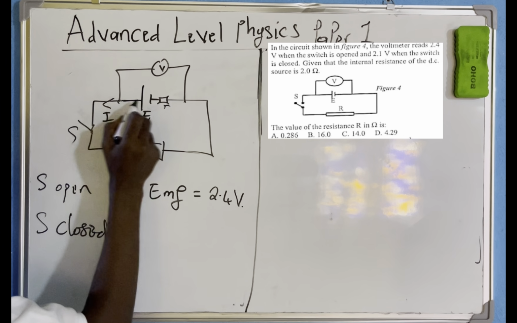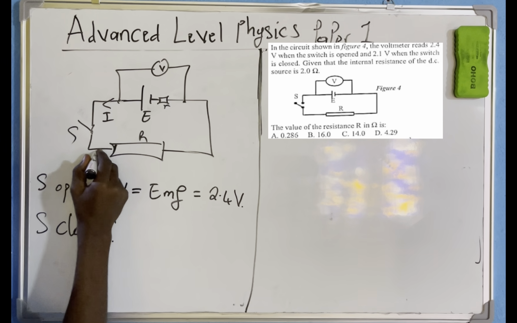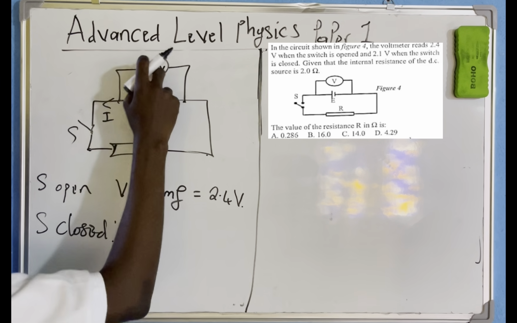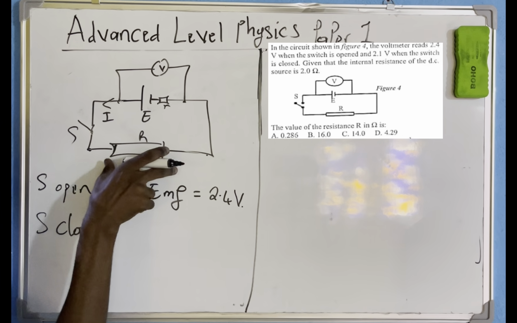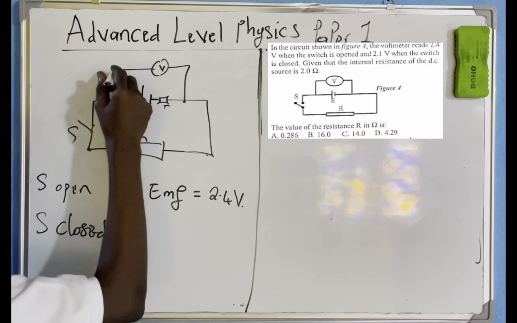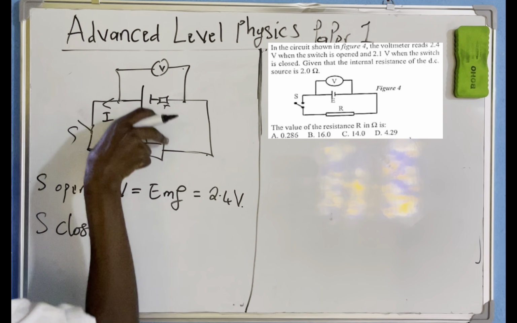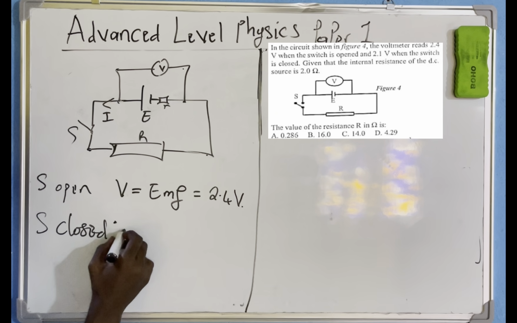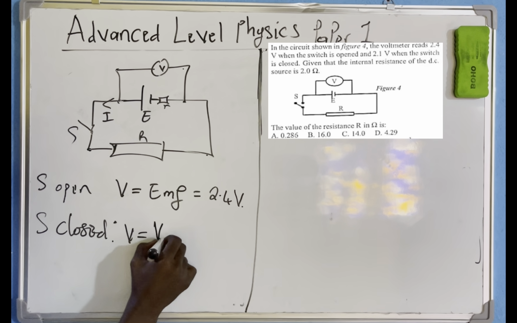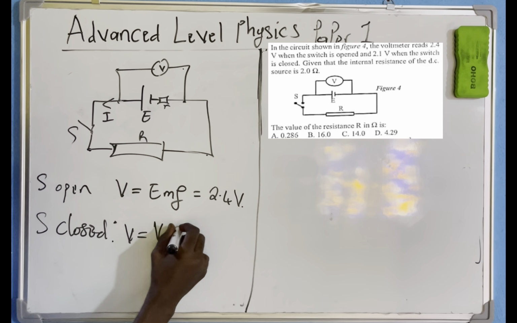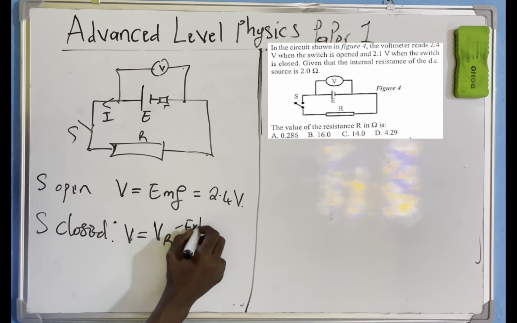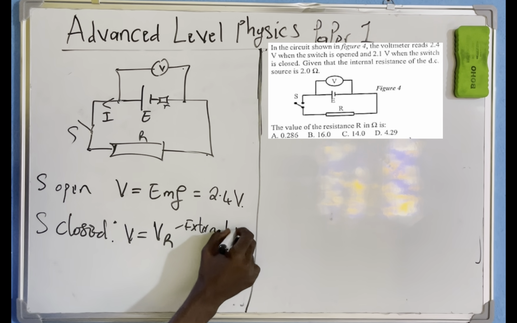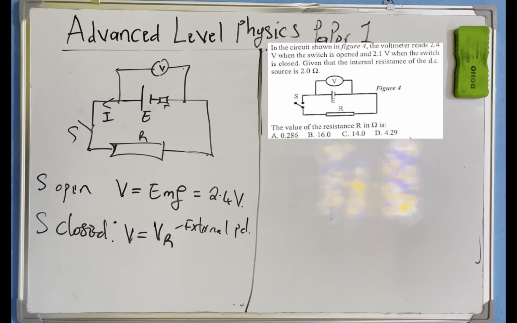The voltage I'm measuring here is the same as the voltage I'm measuring here because they're in parallel. It's already part of our circuit. Since this is in parallel with this, it is the same thing. Therefore, the voltage V here is simply the voltage across R. This is what we call the external PD. Now, they are asking us to find the value of R.